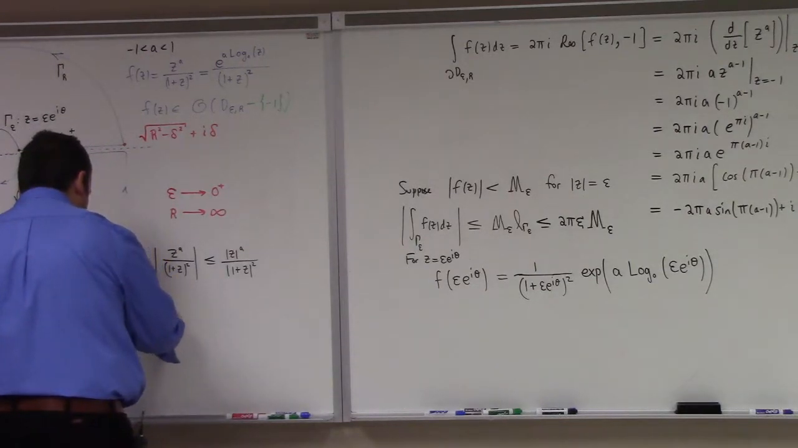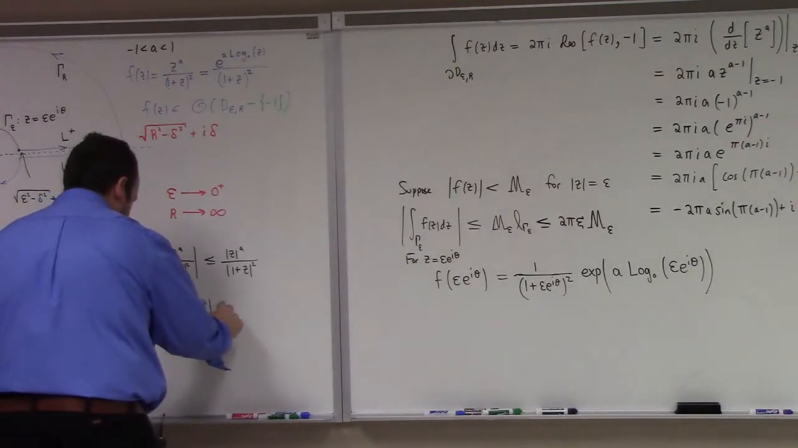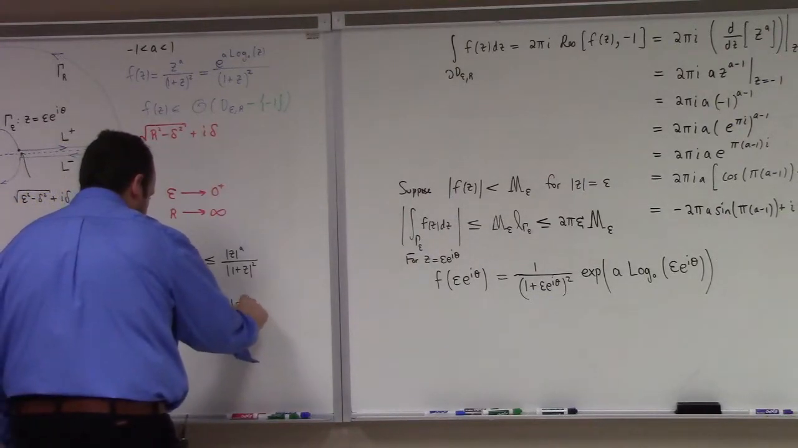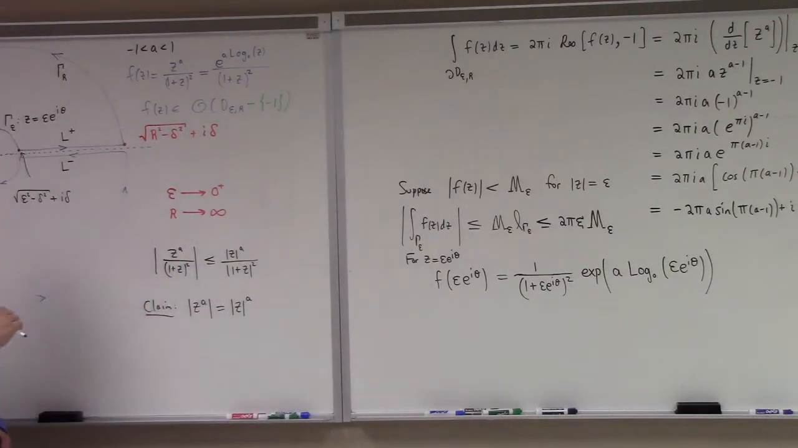Claim: modulus of z to the a is equal to modulus of z to the a. Now that makes sense here because a is a real parameter, right? And then you can focus on the denominator. So let's make use of that claim.